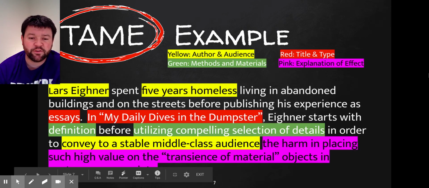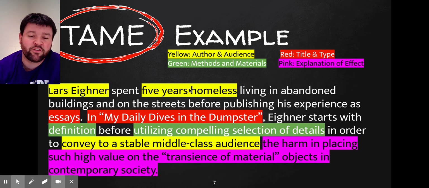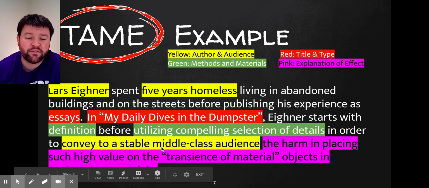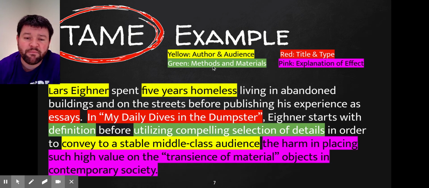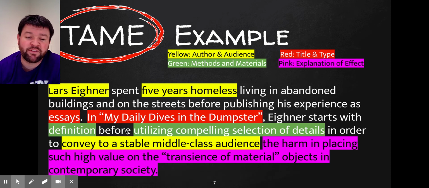So when we see this in this next paragraph, and when you see it all put together, you'll notice that we have our yellow for the author and the audience, a man who was near 5 years homeless for the author, and our audience, a stable middle-class audience. We know that our text is going to be My Daily Dives in the Dumpster, which is an essay. The methods and materials, our method is using definition, a mode of discourse. Our materials are utilizing compelling selection of details. Okay, so that's what he uses there. That's his material that he builds off of. But all of this is irrelevant without the pink portion.